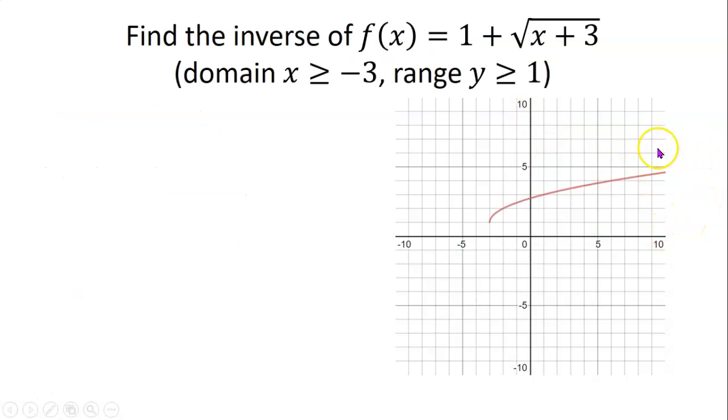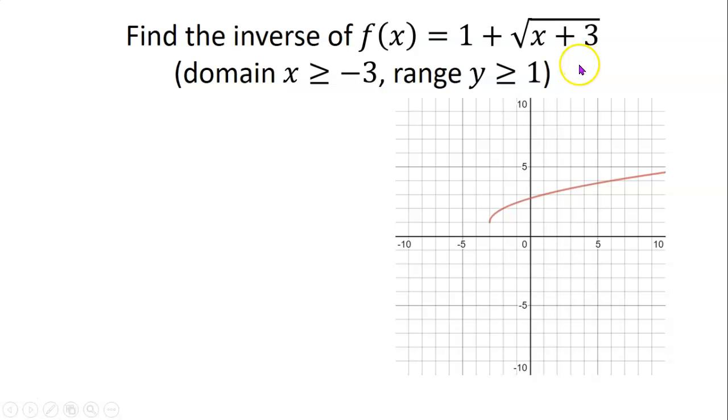How about this one? Find the inverse of f of x equals 1 plus the square root of x plus 3. Now notice with this function, the domain is that x has to be greater than or equal to negative 3, and the range is that y is greater than or equal to 1. You can see that right away on the graph. All the points that make up the graph have x coordinates greater than or equal to negative 3, and y coordinates greater than or equal to 1.